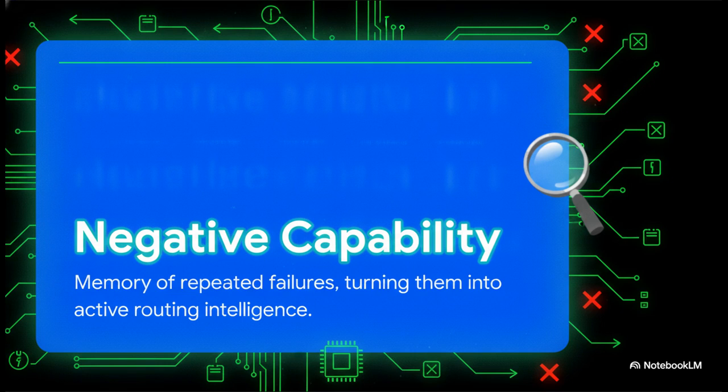But wait, it's not just about successes. The concept of negative capability is absolutely vital here. Negative capability is the memory that a specific provider, route, or task repeatedly failed. Think of it like touching a hot stove. You don't need to do it twice to learn, right? Well, Beast crystallizes these failures too. Instead of blindly retrying and wasting tokens on known dead ends, failure becomes active routing intelligence. It completely prevents the system from burning compute on paths it already knows don't work.